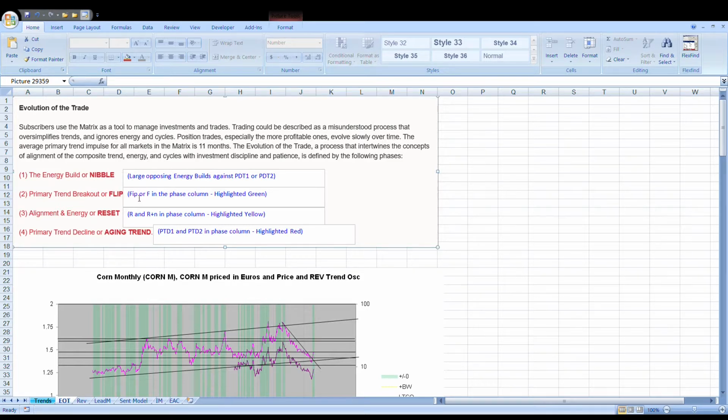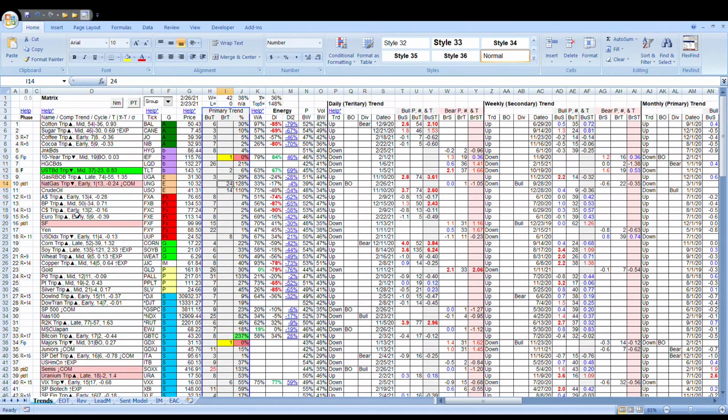It's marked by FIP, which is a flip in progress, and flip in the phase column. They're denoted here. There's a flip in progress, FIP, and here's another flip, and it's marked F. Flips need to be finalized by the end of the month. The 10-year is a flip in progress in the month of February. The Treasury bill, however, is already flipped, so it's already in the second month, and it's flipped down.